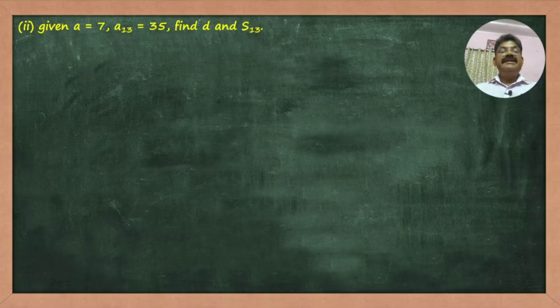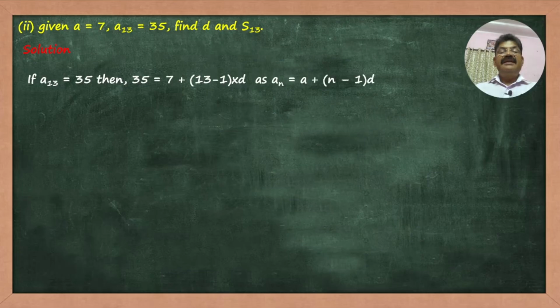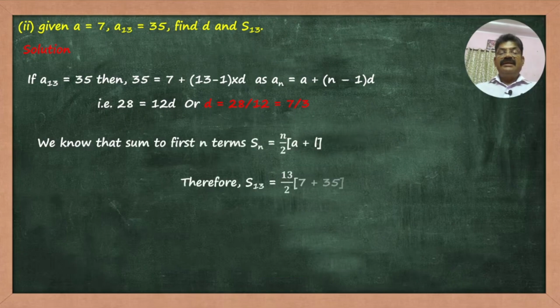Second problem. Given A is equal to 7, A13 is equal to 35. Find D and S13. So A13 is equal to 35 means 35 is equal to 7 plus 13 minus 1 into D, because that is the formula. An is equal to A plus n minus 1 into D. When you simplify, you get D is equal to 7 by 3. So D is found. Now S13 is equal to 13 by 2 into first term 7, last term 35. So when you simplify, you get the answer as 273.